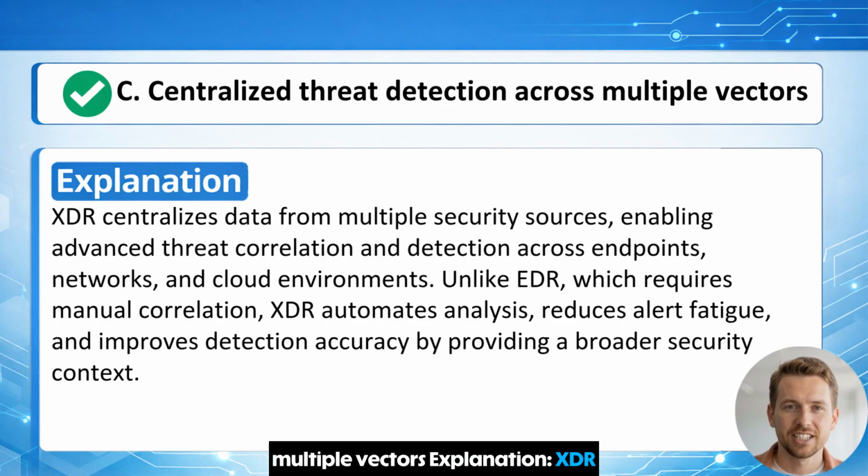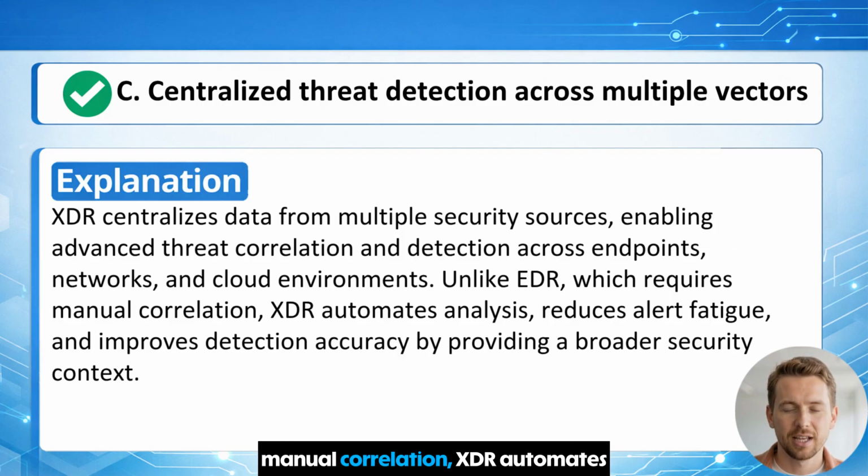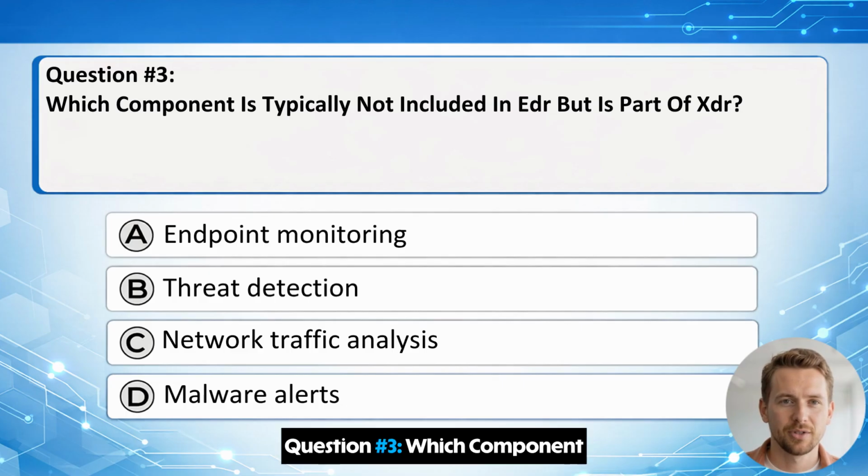Explanation. XDR centralizes data from multiple security sources, enabling advanced threat correlation and detection across endpoints, networks, and cloud environments. Unlike EDR, which requires manual correlation, XDR automates analysis, reduces alert fatigue, and improves detection accuracy by providing a broader security context.